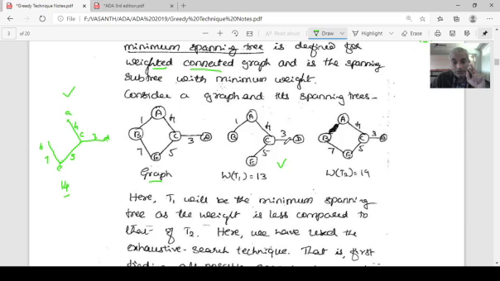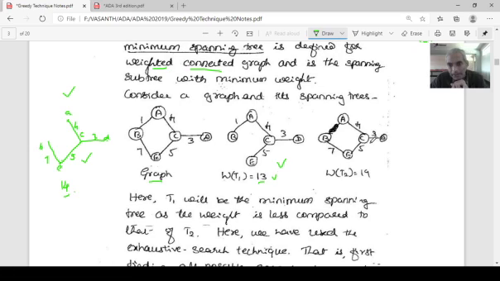Now this tree is a subgraph of this graph. The graph has 5 vertices, and the tree also has 5 vertices. So it is a spanning tree. We accept that this is a spanning tree. Now take the costs of these edges and find the total cost. The total cost you are going to get is 13. The earlier spanning tree, what was the cost you got? 14. Now you got a tree whose cost is 13.